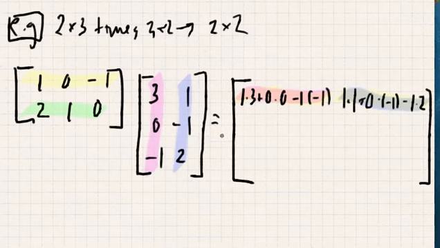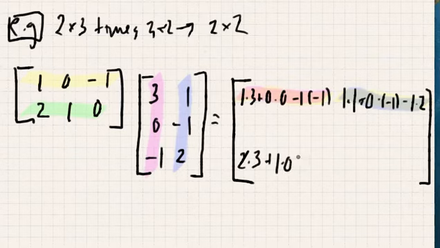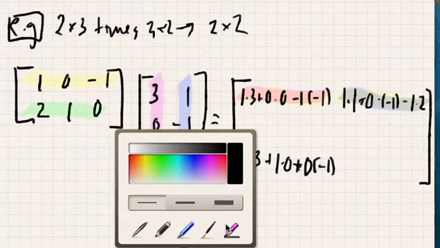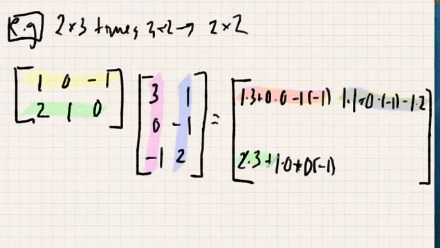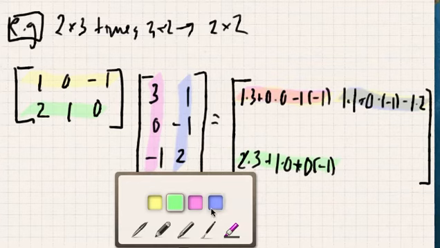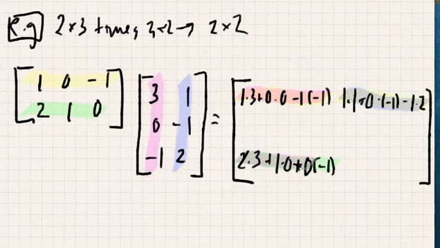Okay, this entry right here, the second row in the first column, is the second row times the first column. So we get 2 times 3 plus 1 times 0 plus 0 times negative 1. Okay. And highlighter-wise, that is the second row times the first column, and that gives us this lovely sort of gray color.